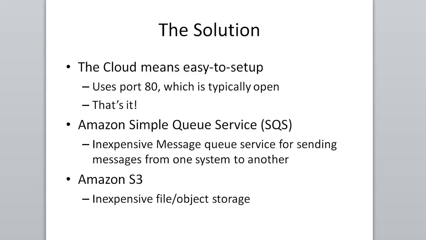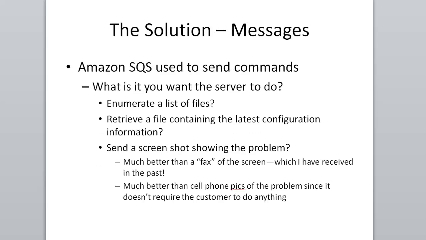So this particular project uses Amazon's Simple Queue Service, SQS, and Amazon's S3 service. SQS is used as a mechanism to send files or send commands back and forth between the remote system and the local system. S3 is used to send actual files or objects back and forth. So the messages basically are saying what you want the server to do, and the server in this case would be the software running on the customer's system.